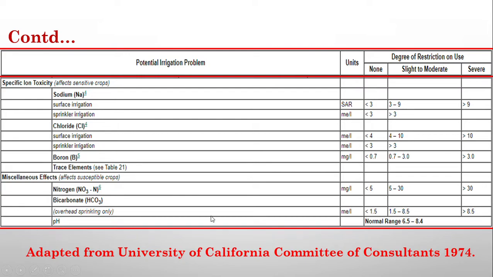And the pH should be within 6.5 to 8.4 for irrigation water. So these are the water quality guidelines for irrigation. These tables are adapted from the University of California Committee of Consultants, given in 1974. So these are the different quality guidelines for irrigation water. Thank you. This is about today's lecture.